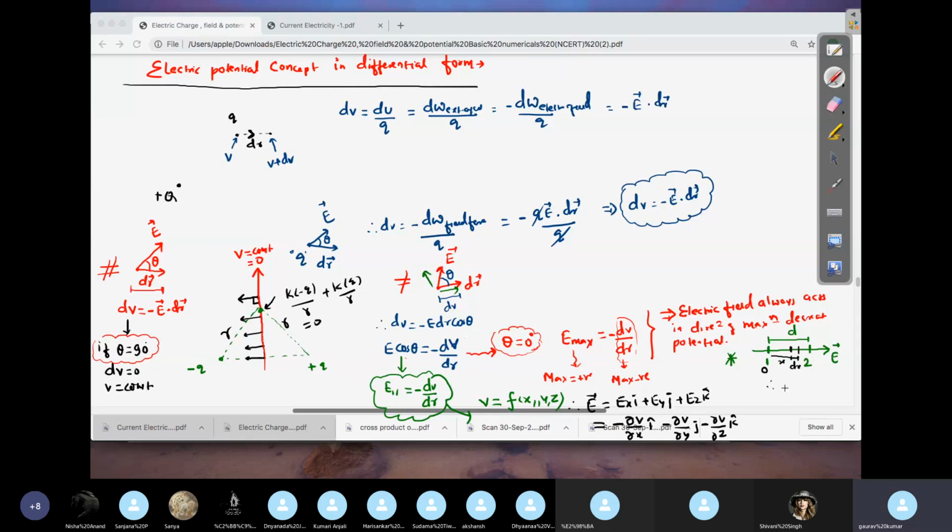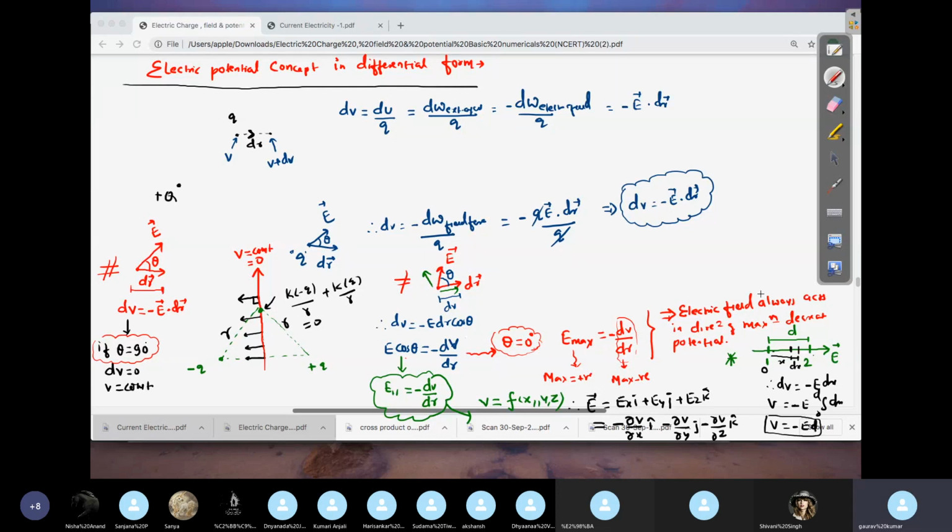So what is dV? dV is minus of E dot dx. Both are in the same direction, so E dot dx is E dx. And then when you integrate, minus of E integral of dx, from where to where? From 0 to d. It will give d. So V equals minus of E d.